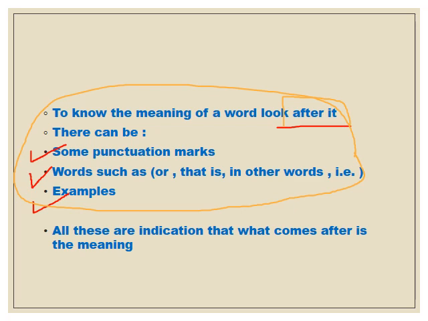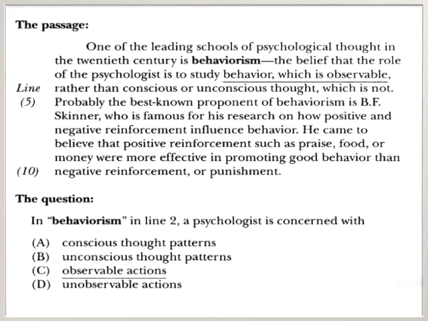in knowing the meaning? They are indications that what comes after is the meaning, or at least is a hint to help you determine the meaning. So what comes after the punctuation marks or the words like or, that is, in other words, or the examples, what comes after those is the meaning, or at least a hint to help you to determine the meaning. Now let's practice what we had just said.